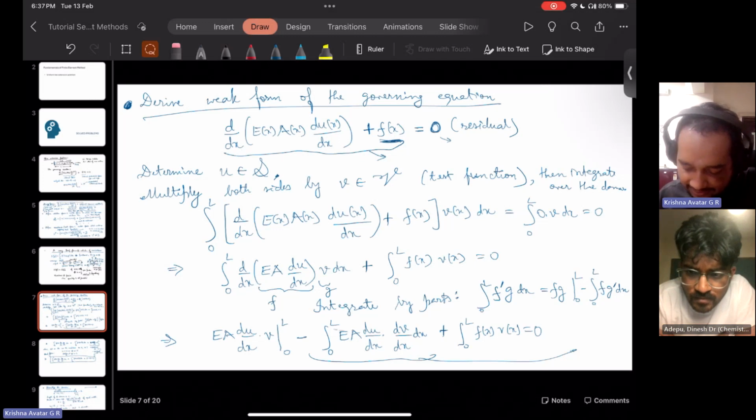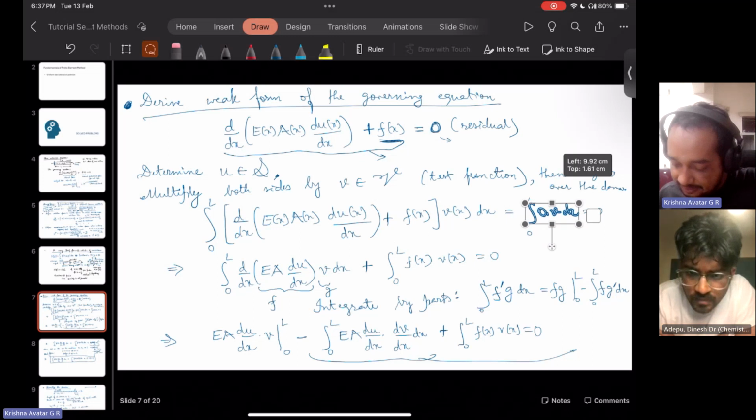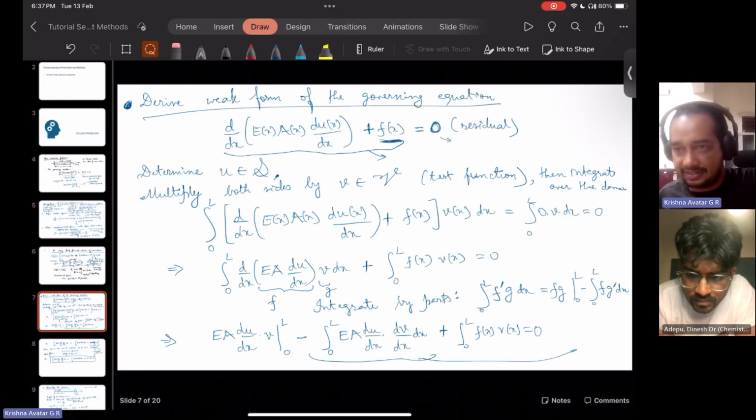So that's what we are doing. We are integrating over the domain. On the right hand side, what we are doing is this is 0 into v, which will just give us 0. Fine? Yeah.